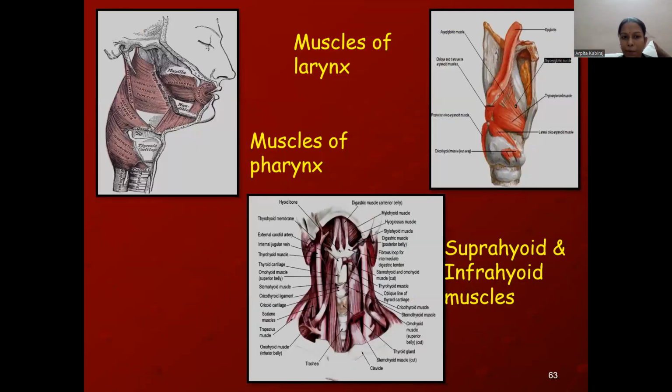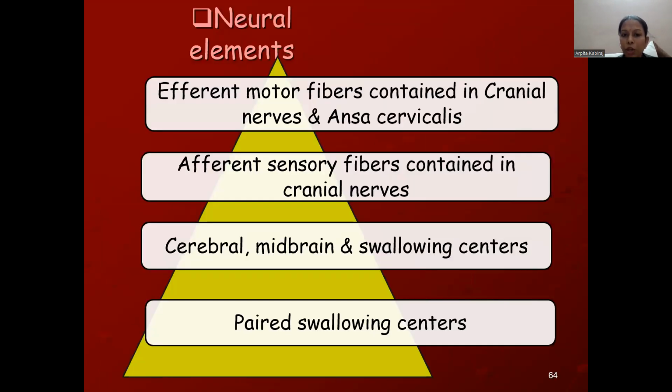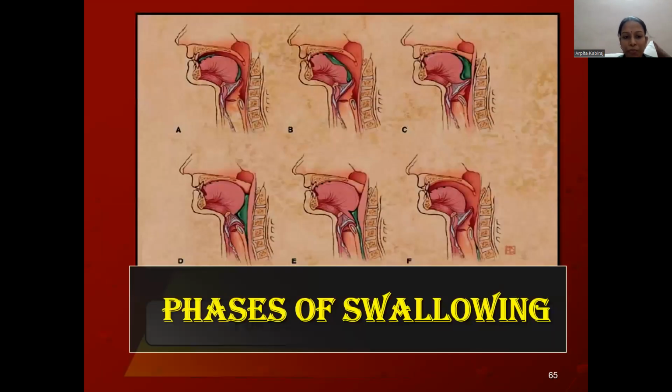Neural elements: there are efferent motor fibers contained in the cranial nerves and the ansa cervicalis, and afferent fibers contained in the cranial nerves, cerebral cortex, and the midbrain and swallowing centers. There are paired swallowing centers present that help in the deglutition process.